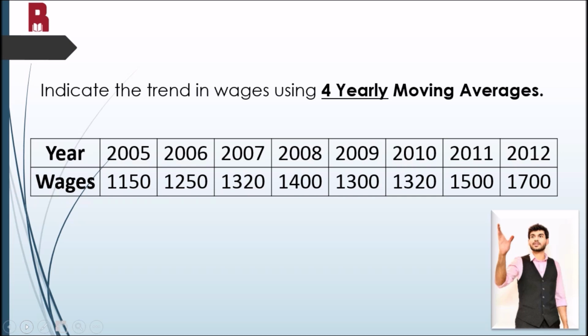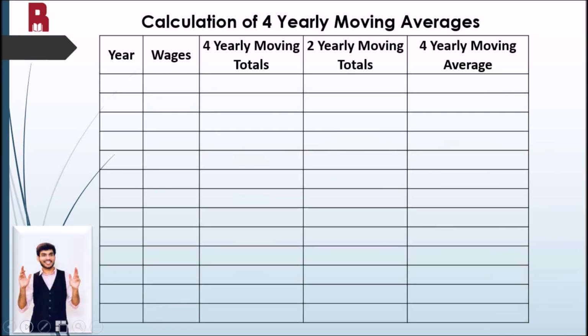Now to calculate 4 yearly moving averages, a table should be prepared in the following manner. We have year and wages, which are the two that come from the question itself. Then we will have 4 yearly moving totals, next 2 yearly moving totals, and finally 4 yearly moving average.